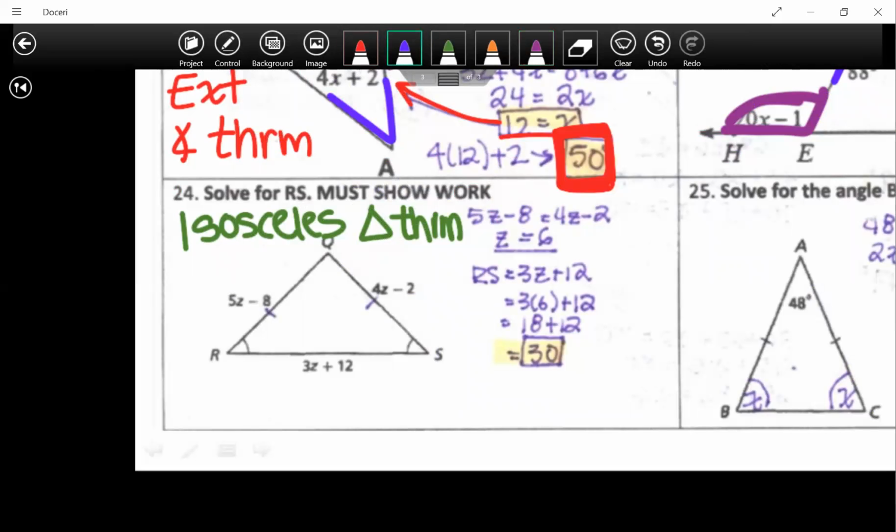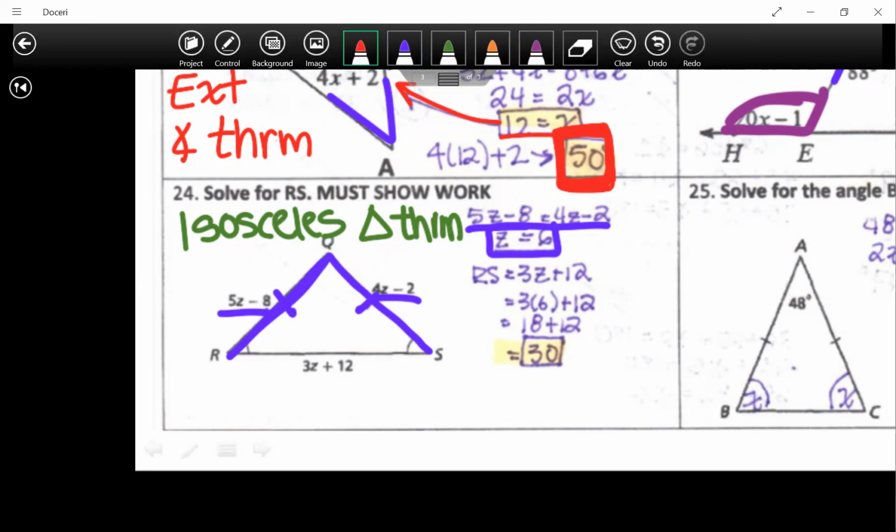One thing that I know about this triangle is it has two congruent sides. Because the angles are congruent in an isosceles triangle theorem, that means the opposite sides are congruent. Because I know that those two are congruent, I could set them equal and solve. 5z minus 8 equals 4z minus 2 is going to give me z is equal to 6. That's not what it's asking for.